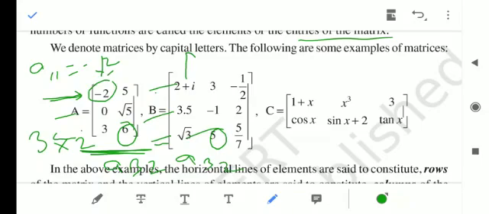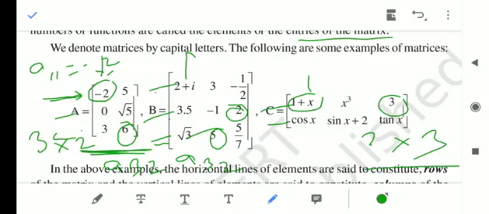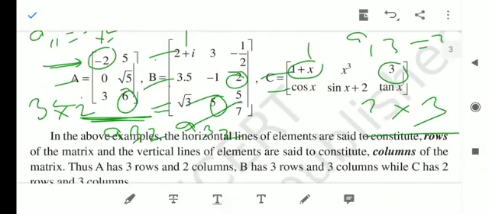If I ask what is the A23 element, it lies in second row and third column, so A23 is 2. If I ask the order of this matrix, it has 2 rows and 3 columns, so the order here is 2 by 3. It contains 6 elements. Now 1 plus x lies in first row and first column, so A11 is 1 plus x. What is 3? It is lying in first row and third column, so A13 is 3. In this way we can describe the position of each and every element in a matrix.